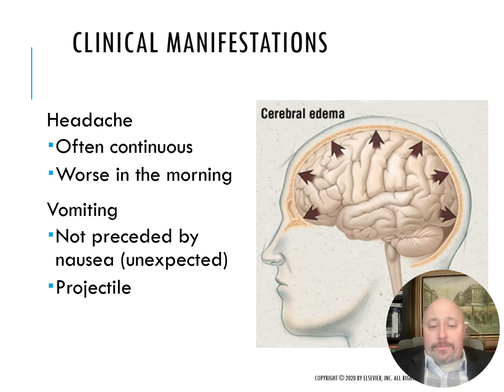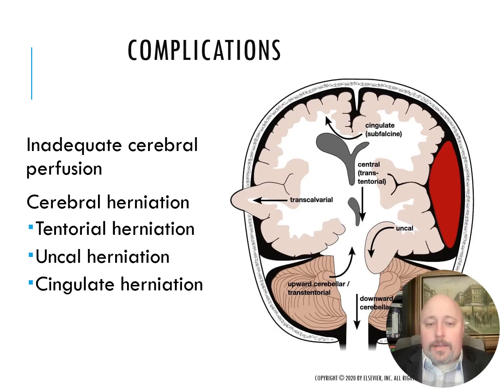Our clinical manifestations would include a headache that's often continuous and worse in the morning, along with vomiting not preceded by nausea that could even be projectile. Complications include inadequate cerebral perfusion and cerebral herniation, where the pressure, as you can see, is forcing part of the brain matter actually through the skull. There may also be a tentorial herniation, an uncal herniation, or a cingulate herniation, depending on the type and where the matter is being forced to.